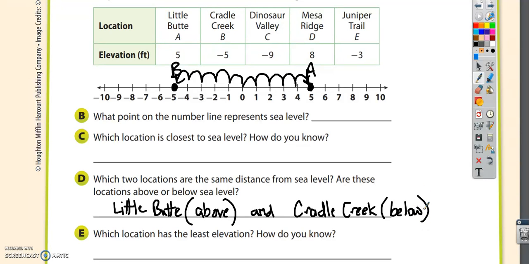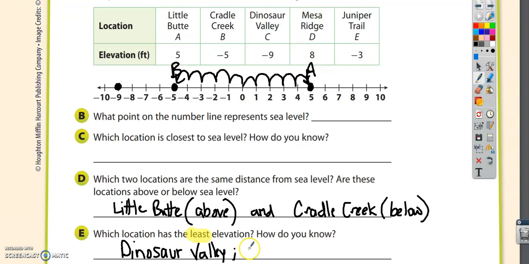And last, which location has the least elevation and how do you know? Well, in order to answer this question, you have to know what this word least means. Least is the same thing as lowest. And when I had all of them graphed, the lowest one is the farthest to the left. -9 is the least number, so it's going to be Dinosaur Valley. And there's a second question. It says, how do you know?